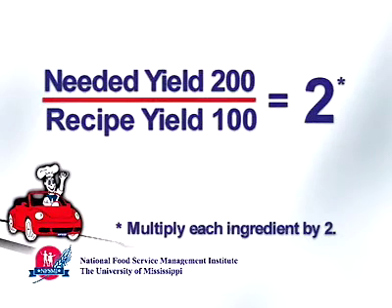For example, if the recipe makes 100 servings and 200 servings are needed, divide 200 by 100, which gives a factor of 2. Then multiply each ingredient by 2. This is an example of recipe adjustment to increase servings using the factor method.